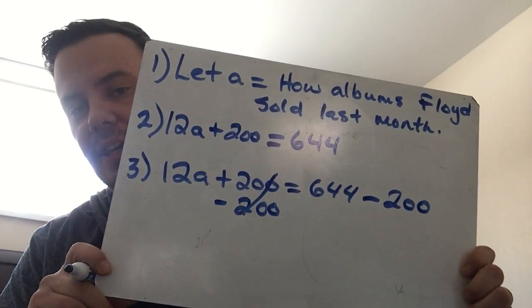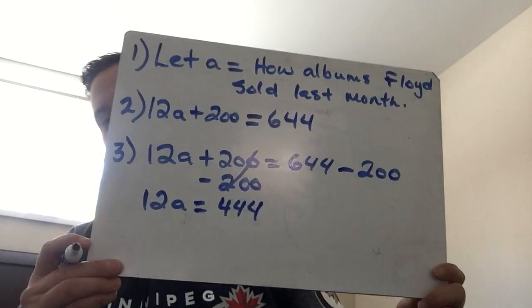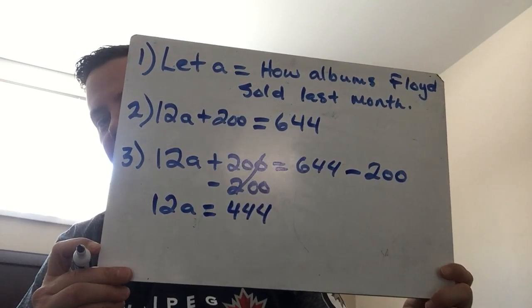Get rid of the 200 first by minusing 200. The opposite of addition. Do the same on the right side of the equal sign to the 644. And your question becomes 12a equals 644 minus 200. Do the math. 644 minus 200 is 444. And the next step is to solve 12a equals 444.